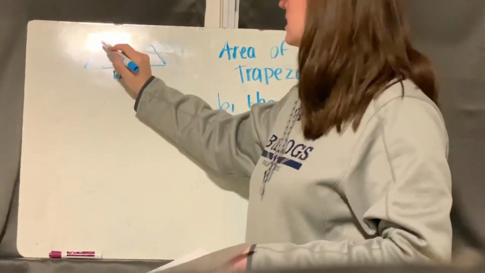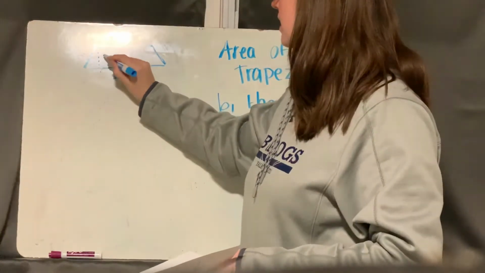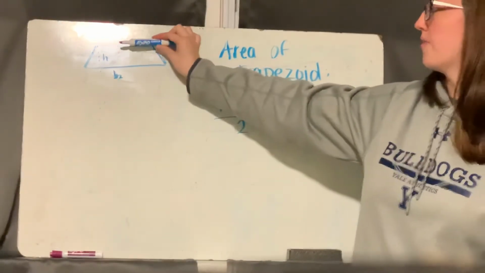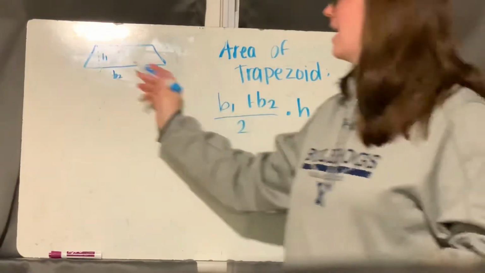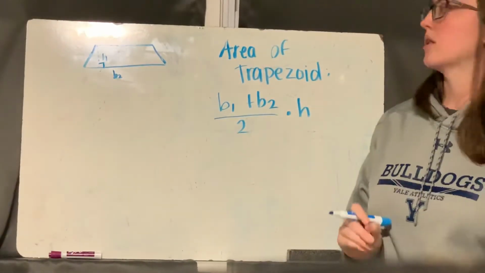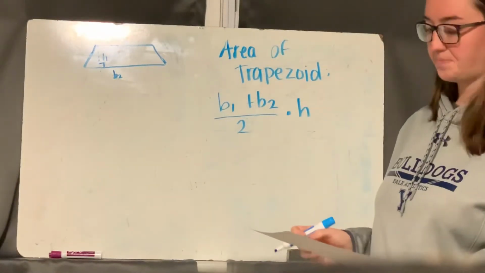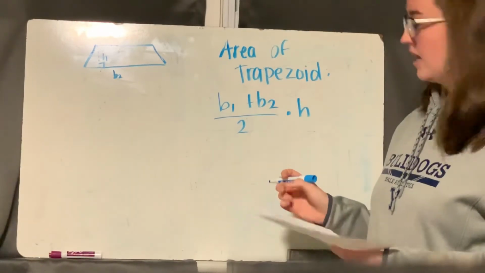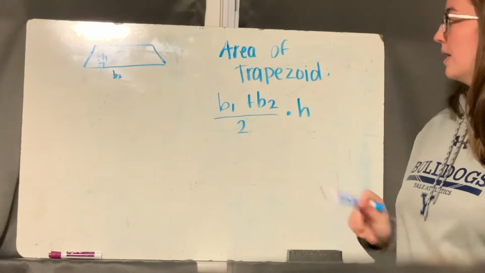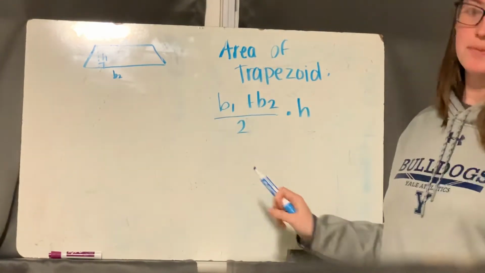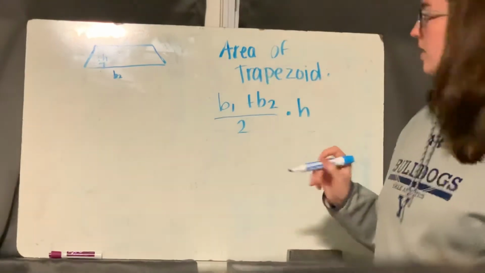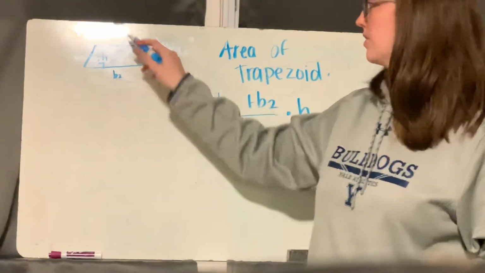And then my height is going to be this distance right there. So the height is the distance from one base to the other, and it has to be perpendicular. It's always perpendicular to the bases. Okay? I'm doing base 1 plus base 2 divided by 2. I'm essentially finding the average of the bases and then multiplying it times the height. So like I said, the bases are parallel to each other.